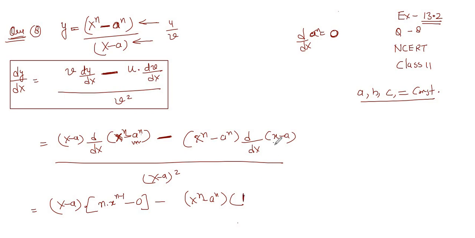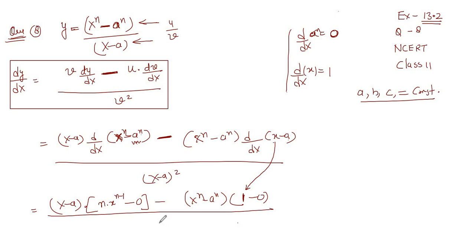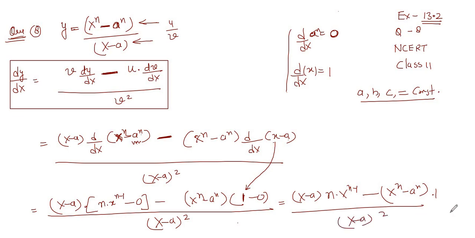Derivative of x is 1. Correct. Derivative of x is always 1. And the derivative of a will be 0 because it's a constant. So remember d/dx of x is 1. So these formulas I am applying here, over (x - a) squared. If you simplify, it will be (x - a)(n x^(n-1)) minus (x^n - a^n) into 1, over (x - a) squared. This is my answer. Next question.